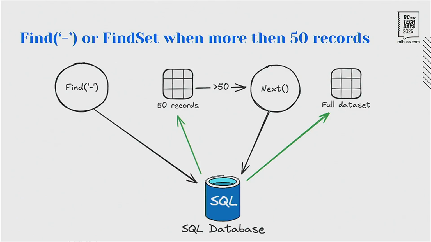So with find minus, we pull 50 records from the SQL. And if we loop through and there are more than 50 records, with the next statement, a new query needs to be crafted and sent to SQL in order to pull the full data set. So that's actually one additional query which you need to take into consideration based on your table size, and it can impact the performance.